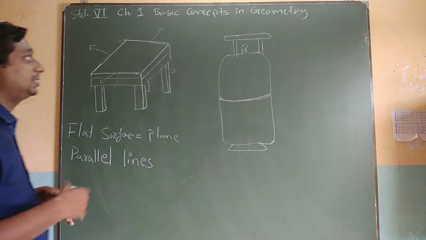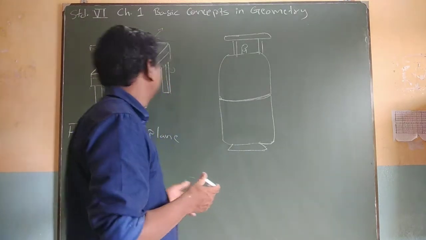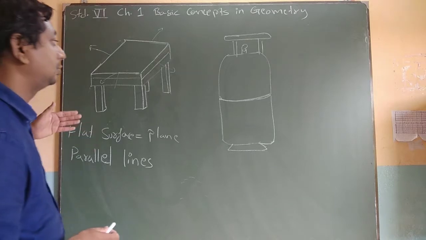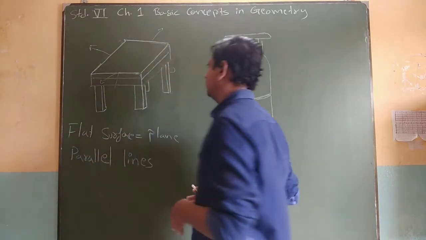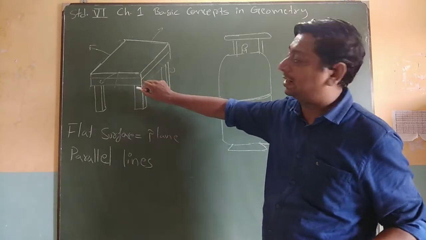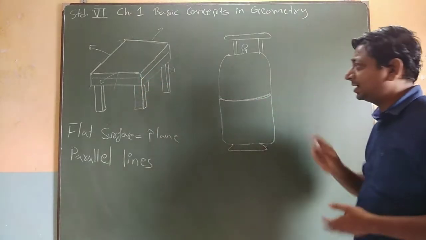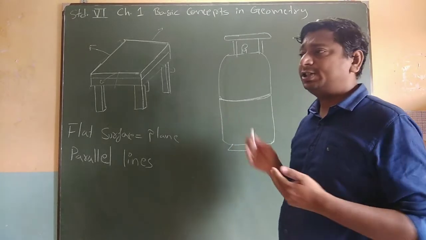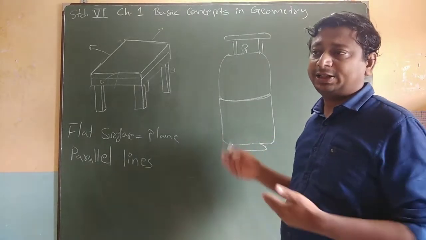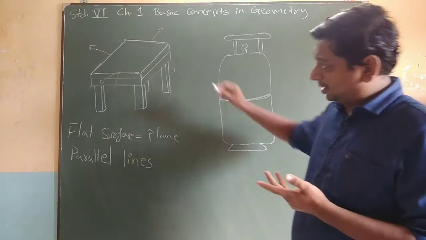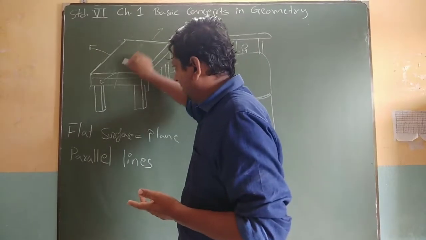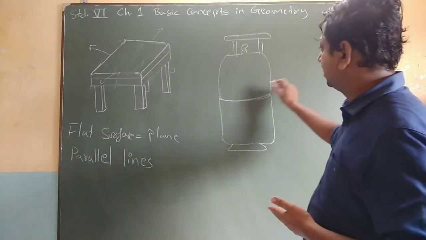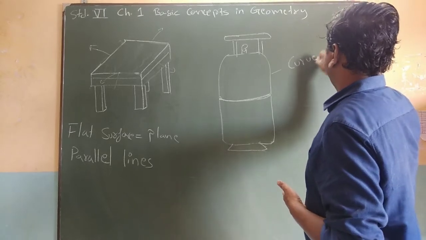So now let us see the further things. Now here we are going to see flat surface. I have drawn two figures for you. One is a table, of course, and this is a cylinder, your gas cylinder. Which is a flat surface, a table or a cylinder? Of course, the top of a table is a flat surface, and this is a curved surface.